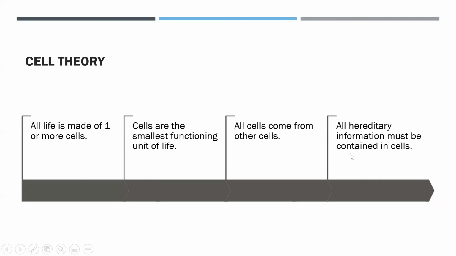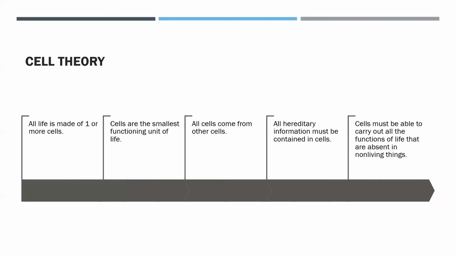Cells must be able to carry out all of the functions of life that are absent in non-living things. So the first thing you might consider is self-replication, of course. If you can't produce more of yourself and then you die, it's not an effective living thing.